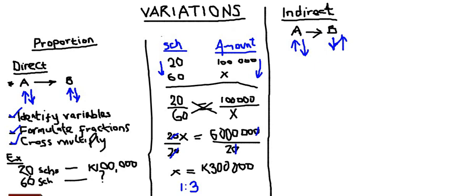So the steps that we need to follow: first step, we identify the variables that are indirectly proportional, like we saw in direct proportion.